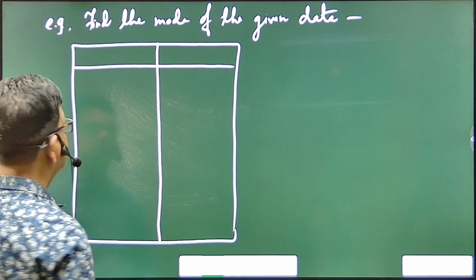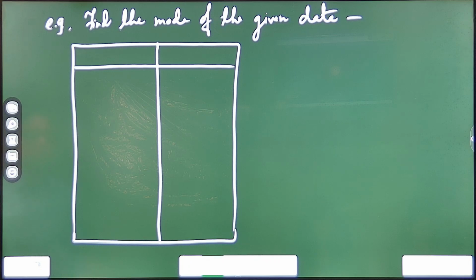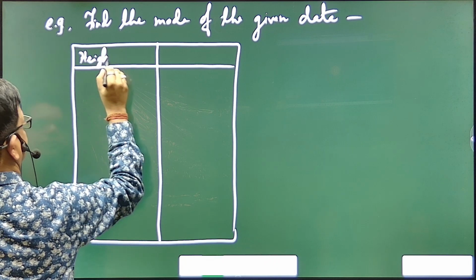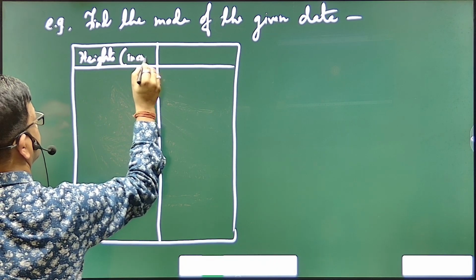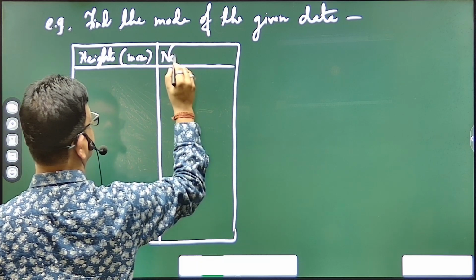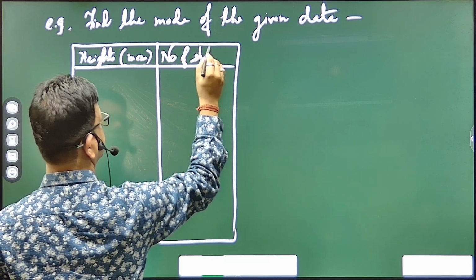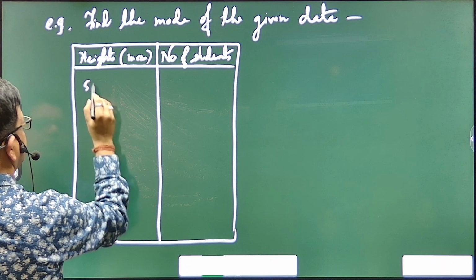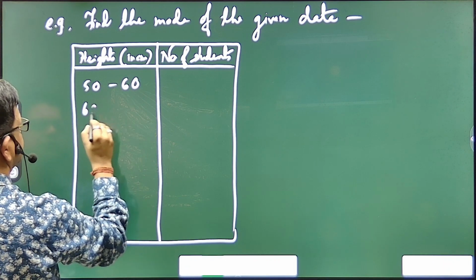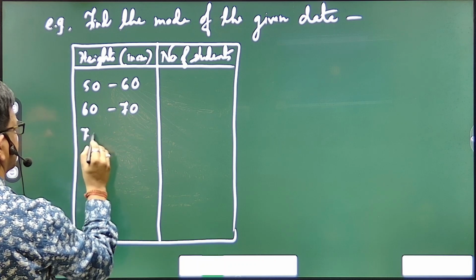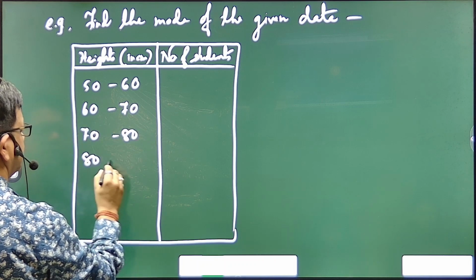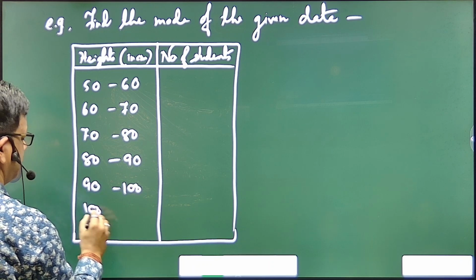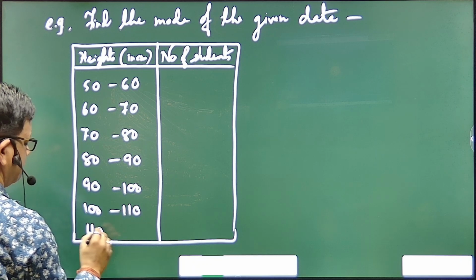Okay. So here, suppose these are the heights of students in centimeters. Suppose these are a number of students whose heights are measured. Now the height, suppose I am writing from 50 centimeter to 60, to 70, 70 to 80, 80 to 90, 90 to 100, suppose 100 to 110, and 110 to 120.